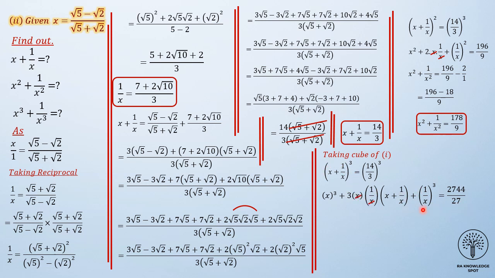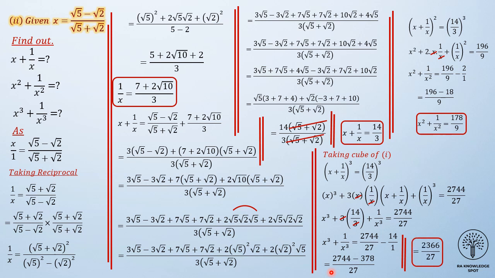Now some more simplification. X is going to be cancelled with this x. Now 3 will be as it is, and the value of x plus 1 by x is 14 by 3. Writing this way, 3 is cancelled with this 3, and we are taking this term to the other side. Then what will happen? Some more simplification. 27 ones are 27, then we have to multiply in cross form. We will get this form. Now dear students, this is the final answer of x cube plus 1 by x cube.